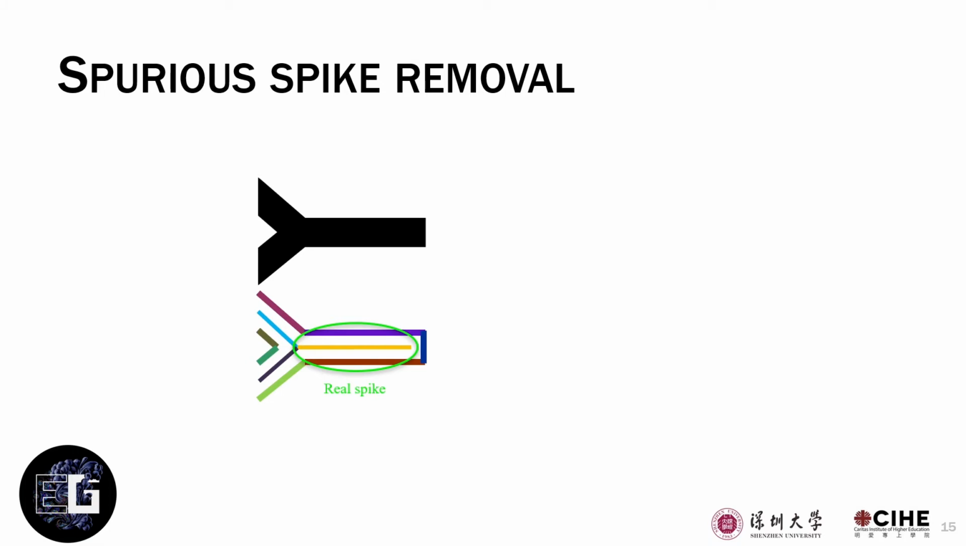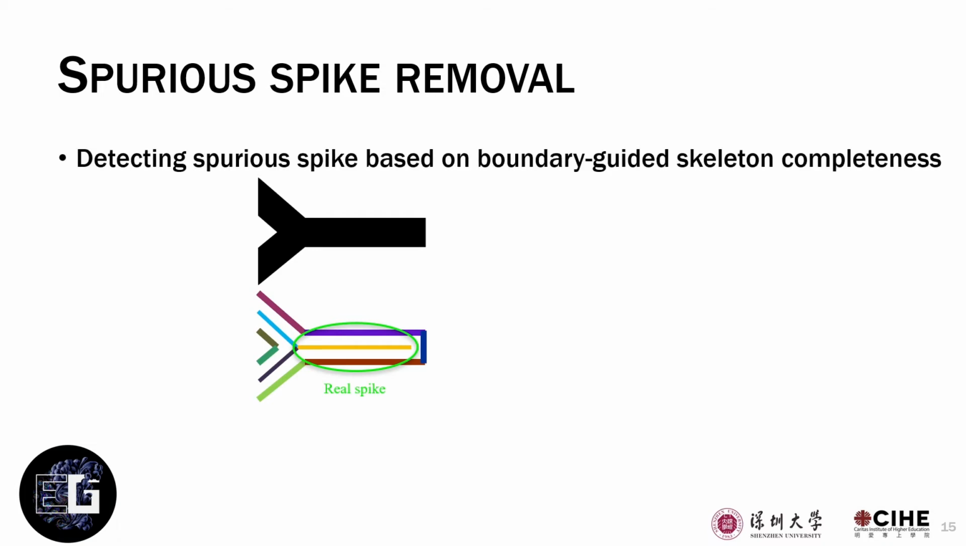However, tangent consistency is not sufficient to cover all cases. The second criterion is boundary-guided skeleton completeness. Let's observe a new case. This case cannot be detected with tangent consistency, so we need another criterion.